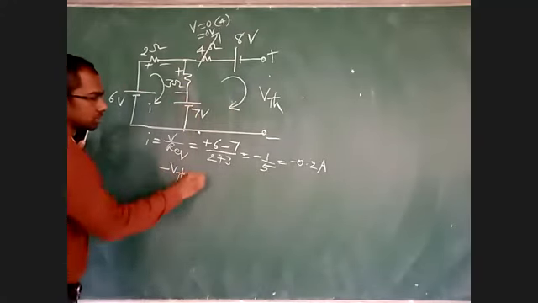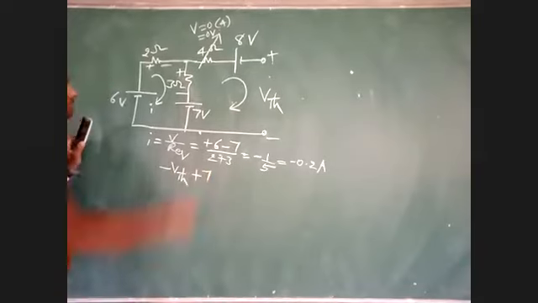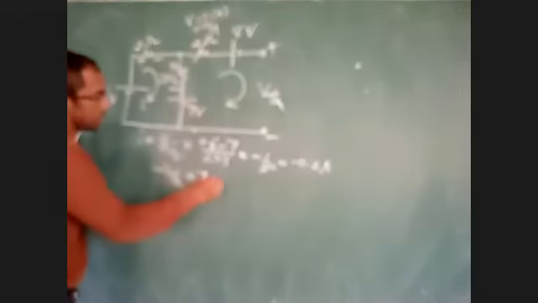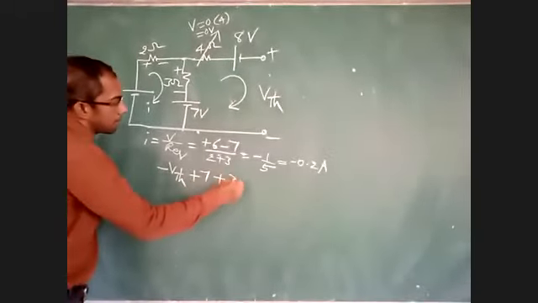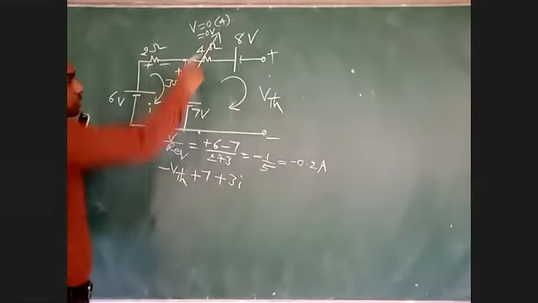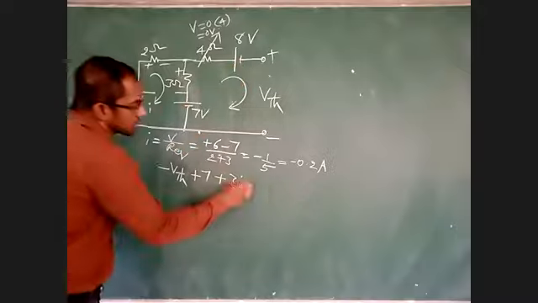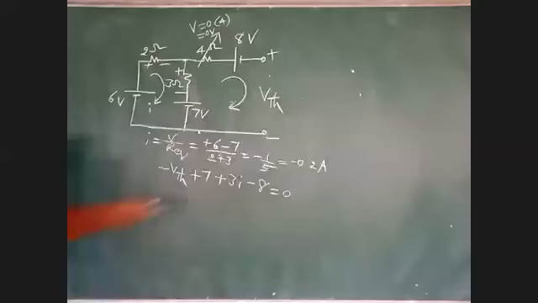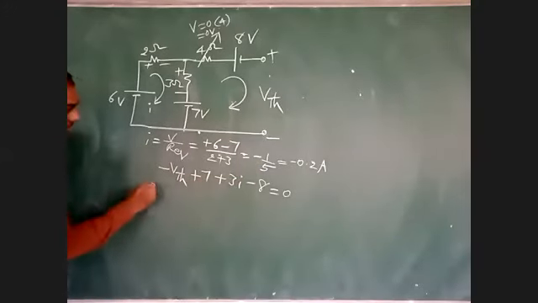Minus to plus. This is 0 voltage here in 4 ohms. Plus to minus, minus 7. Minus. Now I know the I value. Substitute the I value.